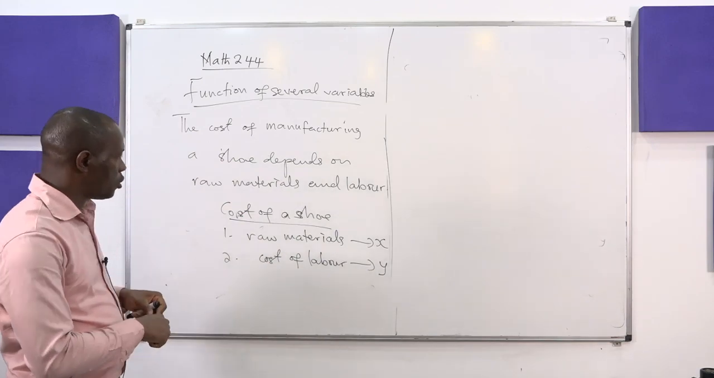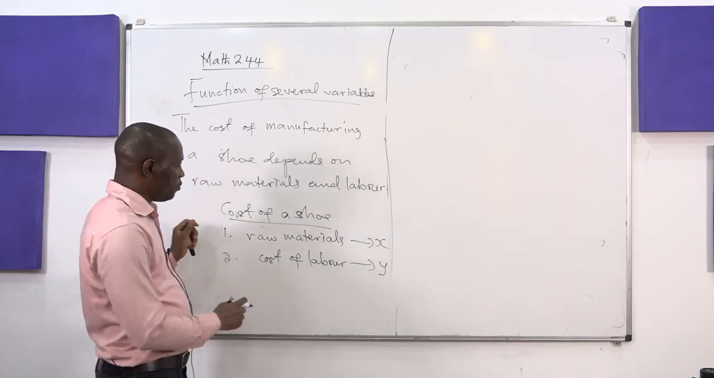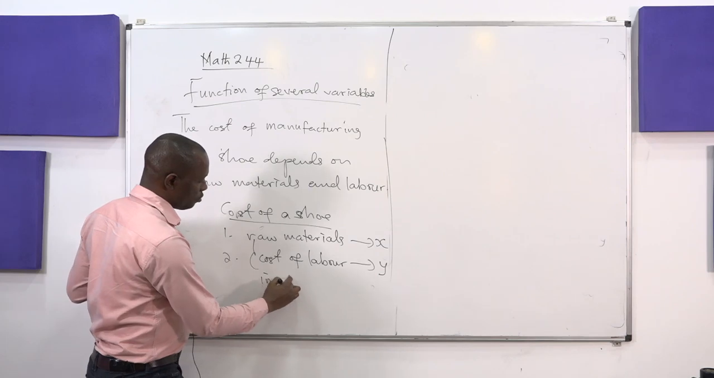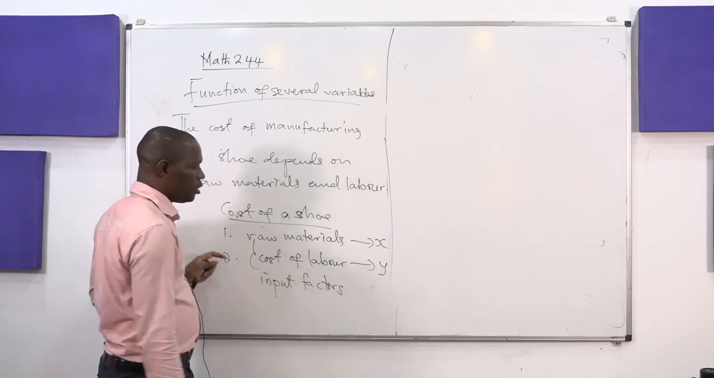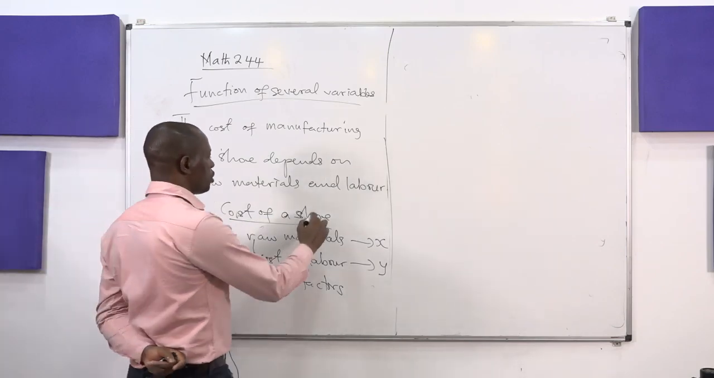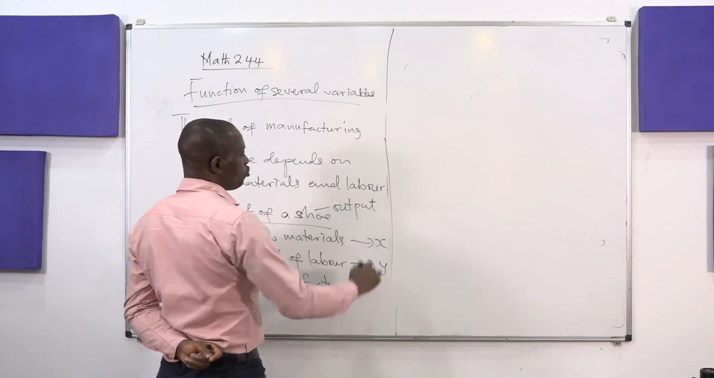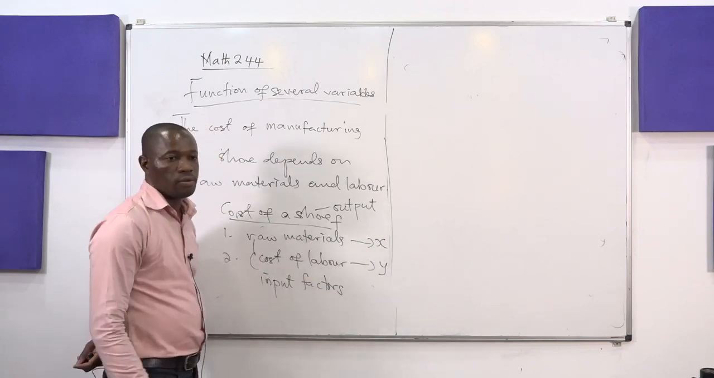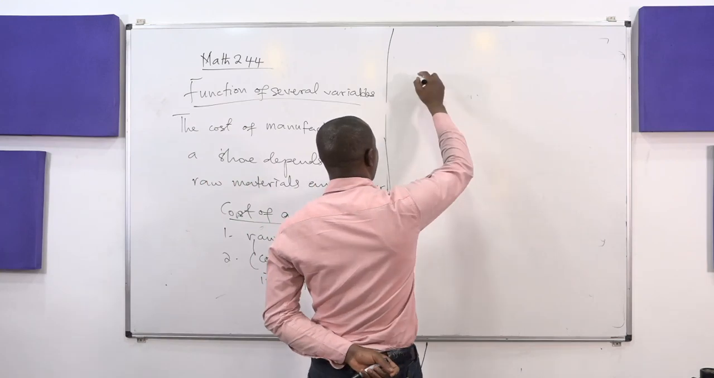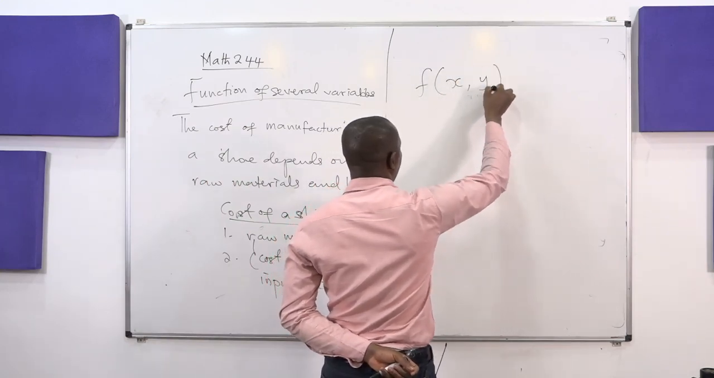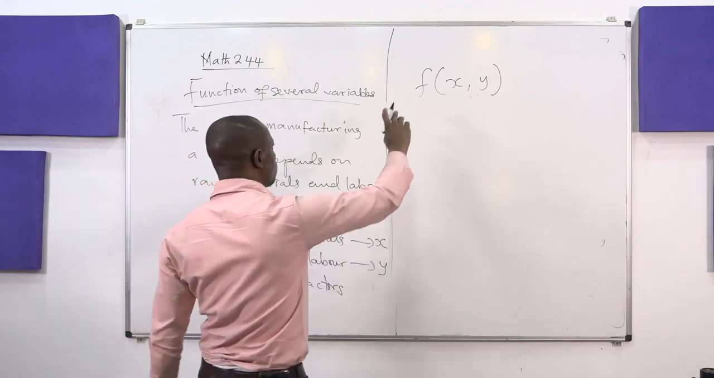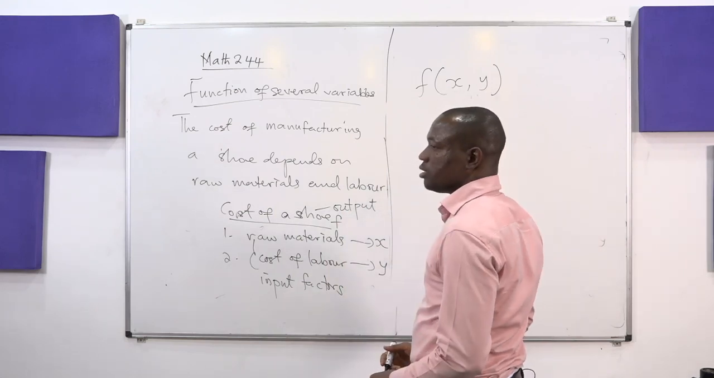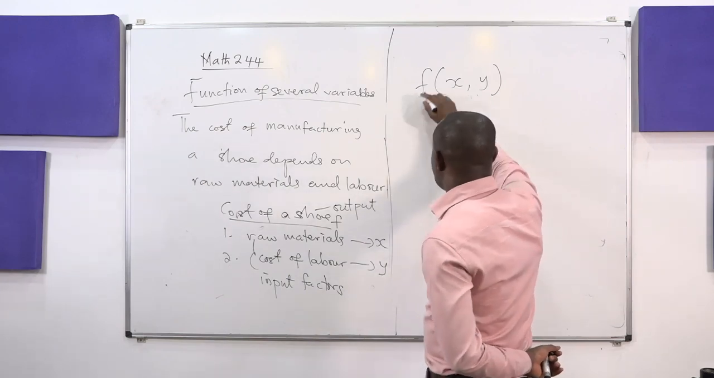Mathematically, these two are the input factors. When we get these two, this one comes out. So this is the output. We say that the output is a function of the input, so we call it f. We say that f is a function of x and y. It means that the cost of manufacturing a shoe depends on raw materials and on labor.